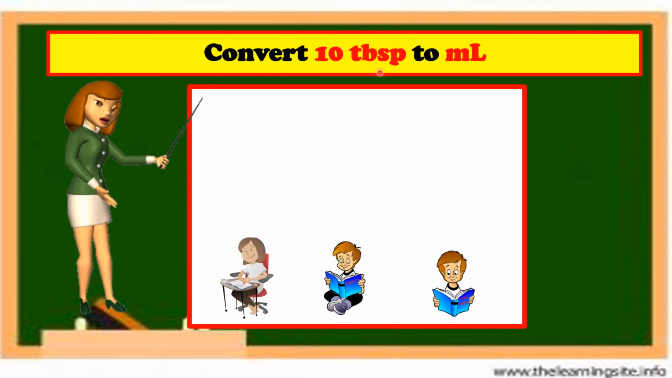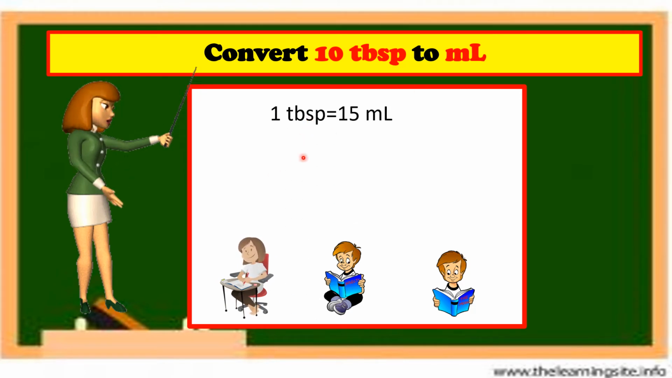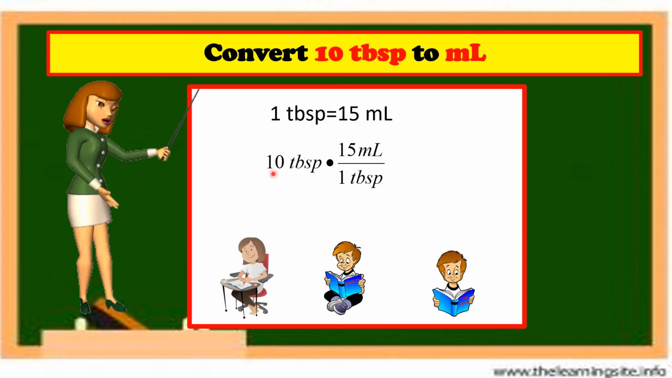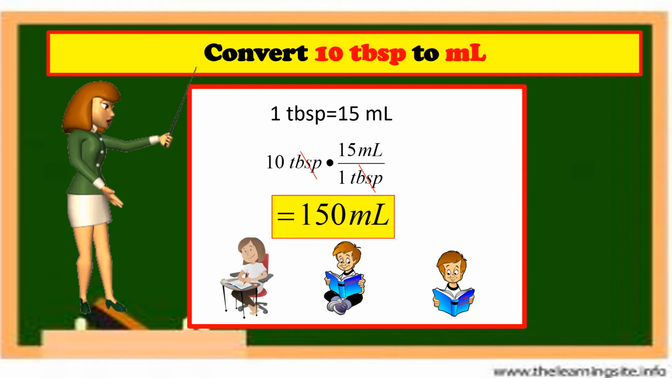Convert 10 tablespoons to milliliters. We need to look at the conversion factor. 1 tablespoon equals 15 milliliters. So 10 tablespoons to be multiplied by 15 milliliters over 1 tablespoon, so that we can cancel tablespoon. Then after that, we multiply 10 times 15 milliliters. That is equivalent to 150 milliliters.